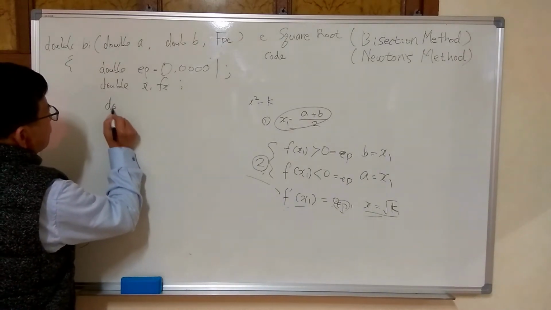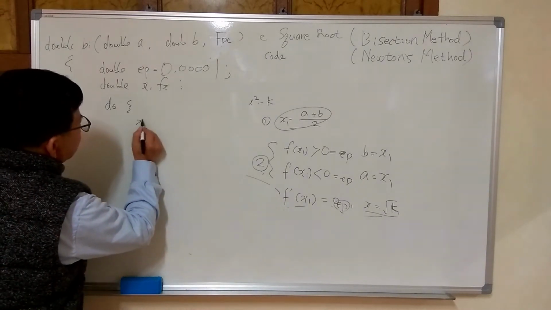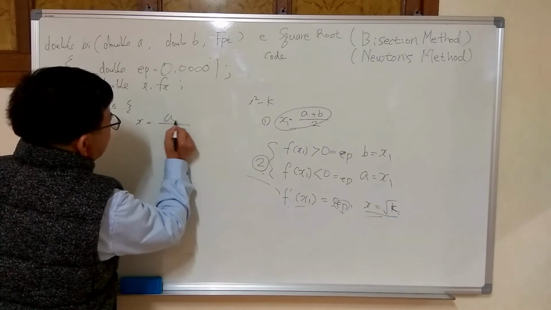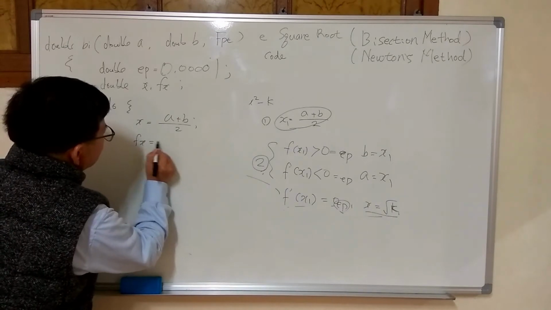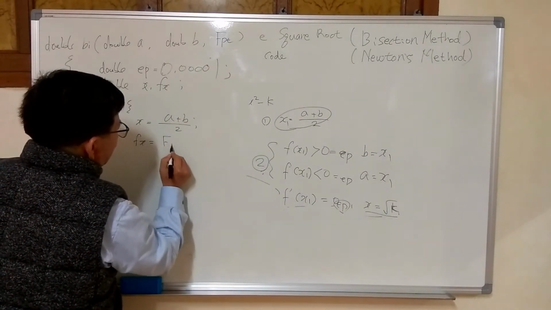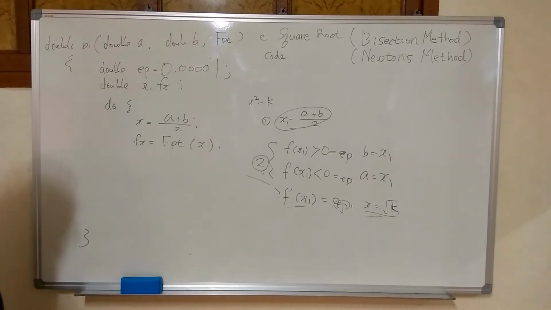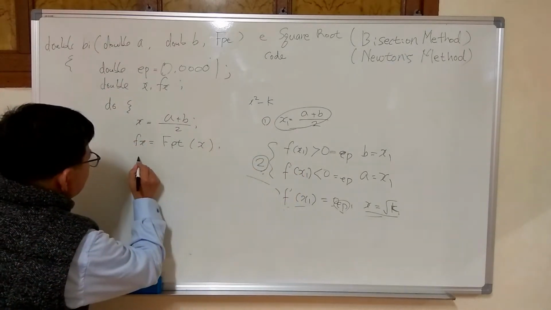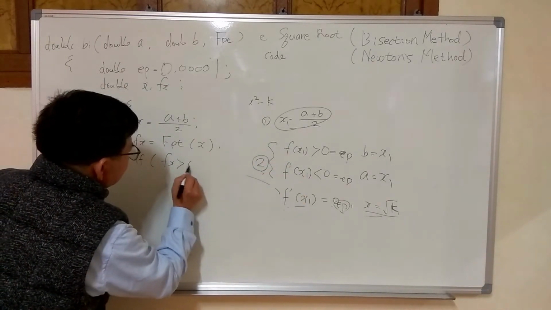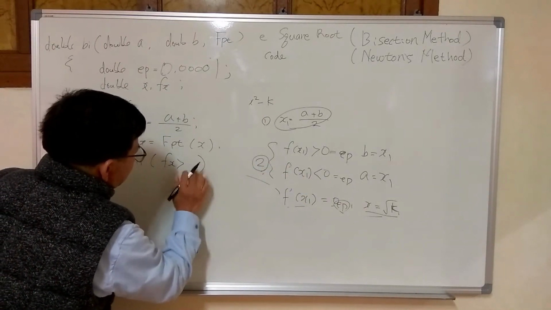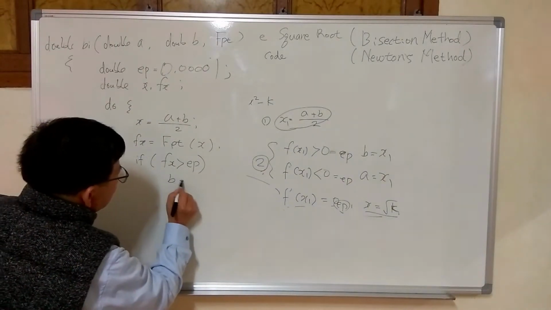Now do, we are using a do loop here. x equals (a plus b) divided by 2, we compute. Then fx, we use the function pointer, fptr of x, like this. Okay, so we are computing this. If fx is greater than ep, then b equals x.